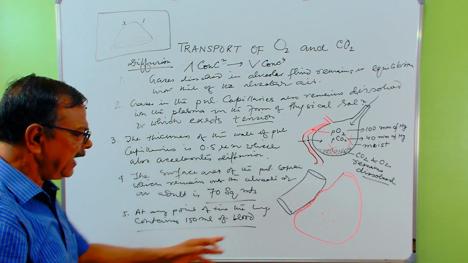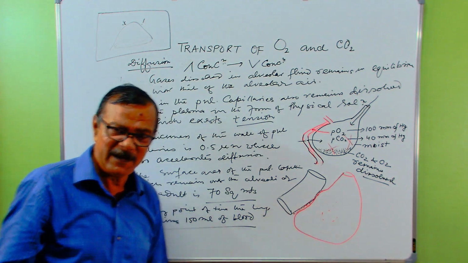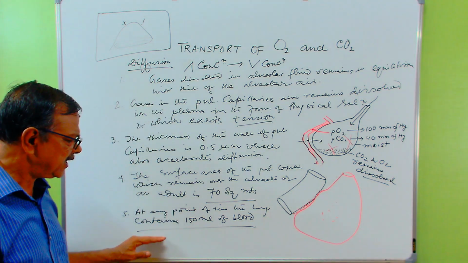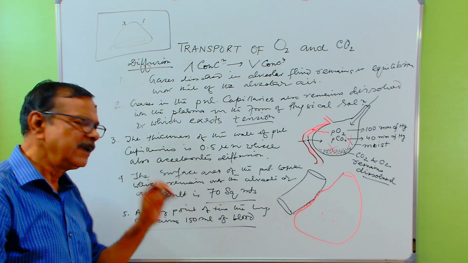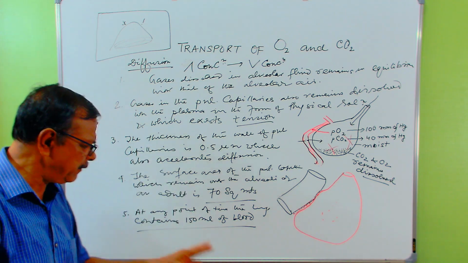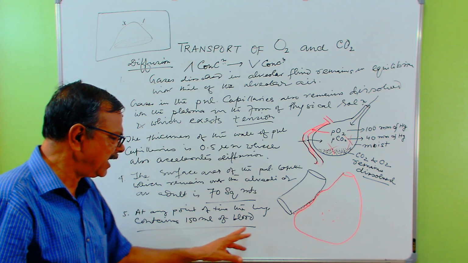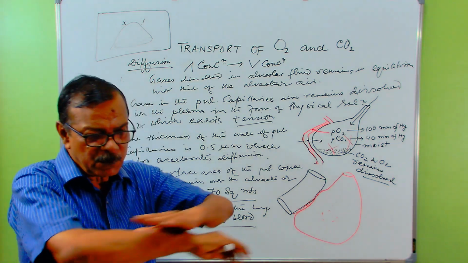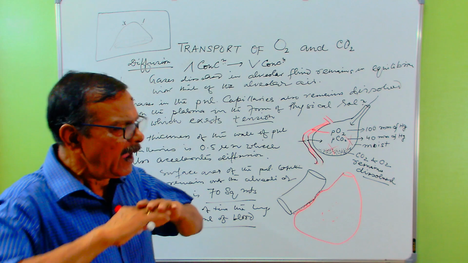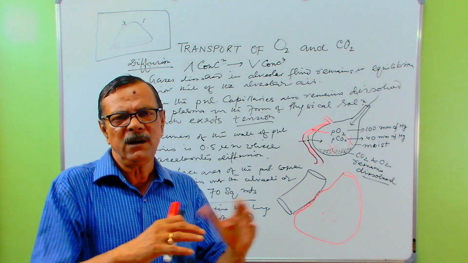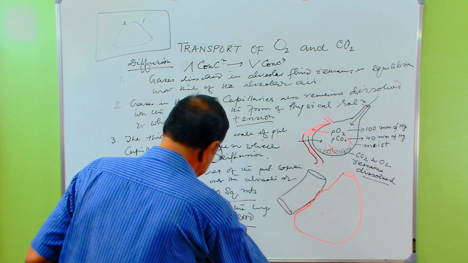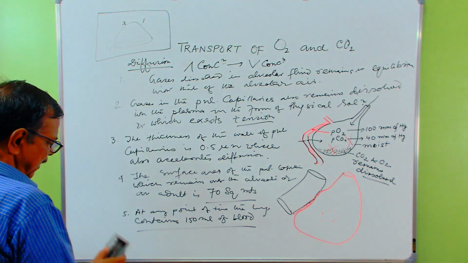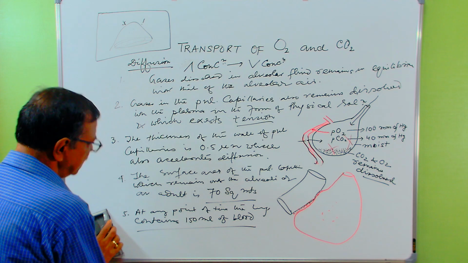So it is spread over an area of 70 square meter, and at any moment, the lungs contain 150 ml of blood spread over a larger area, and proper diffusion takes place. And then the last point, number 6.